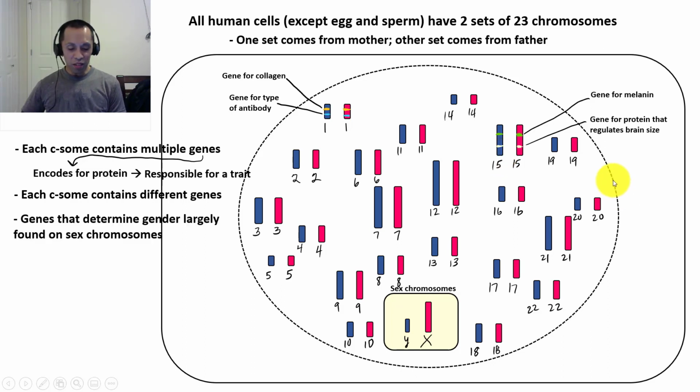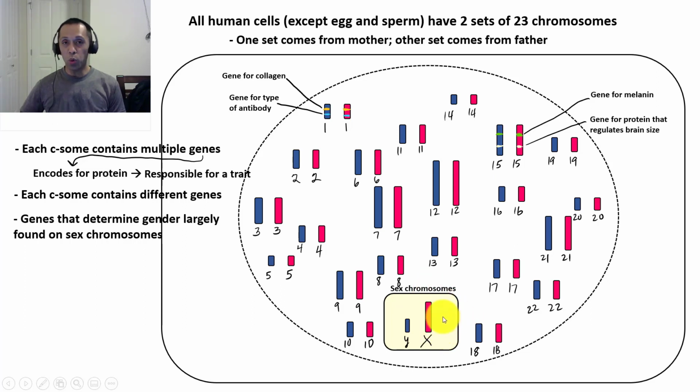Some other things to point out about these chromosomes is that genes that determine gender are largely found on the sex chromosomes, which is not to say that sex chromosomes contain only those kinds of genes. Genes that are responsible for determining gender are found on the sex chromosomes, but sex chromosomes contain other genes as well. For example, the gene that allows someone to tell the difference between the color red and the color green is found on the sex chromosomes. So again, sex chromosomes are unique because they have a lot of genes on there that determine gender, but that's not the only type of gene that you find on sex chromosomes.